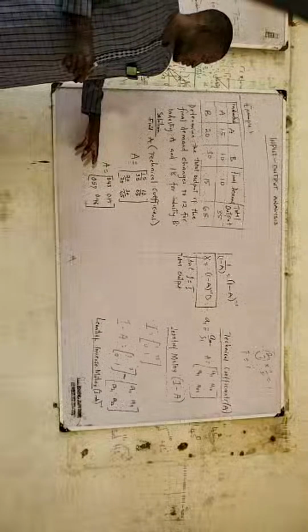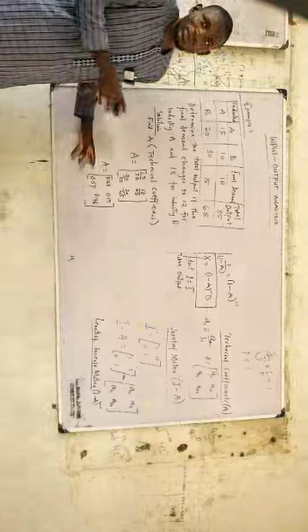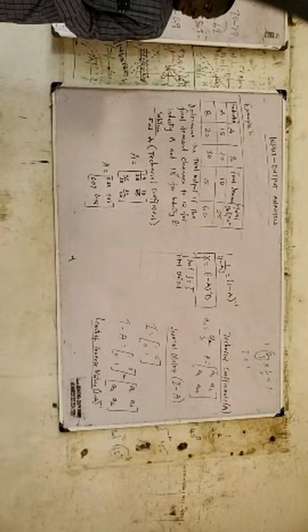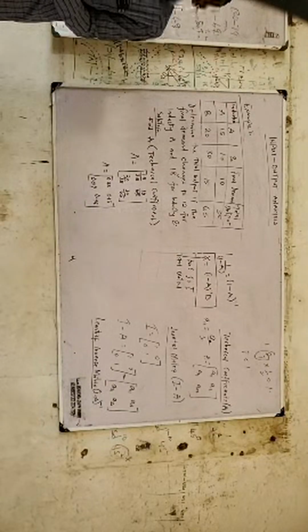So the next step is to get the Leontief matrix, which is I minus A. I really want you to see how you do this in fractions. The fraction is the same thing. It's the same thing. This one is easy.